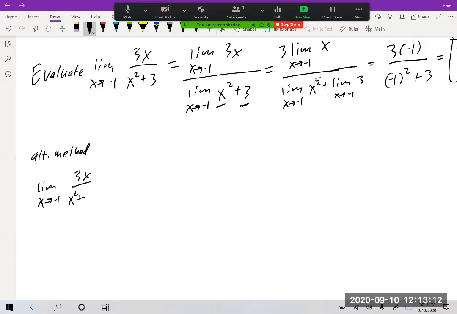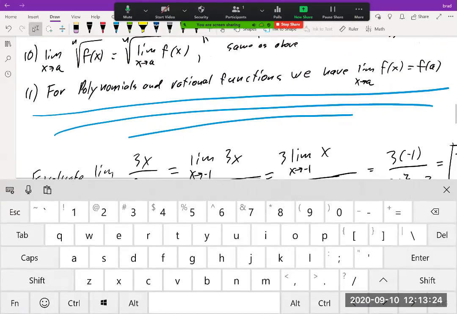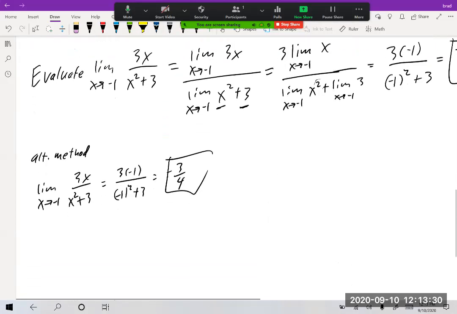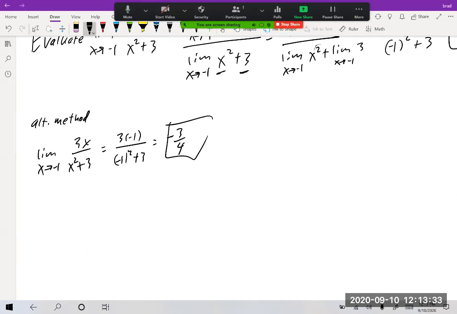Okay, so alternate method. I could have just used that and said the limit as x approaches -1 of 3x over x squared plus 3 is equal to 3 times -1 all over -1 squared plus 3, which is -3 over 4. And I was allowed to do this because it says right here that if it's a rational function or a polynomial, we're allowed to just evaluate it at the given value, which was -1. So we get -3/4. Okay. Now let's take a look at another one.